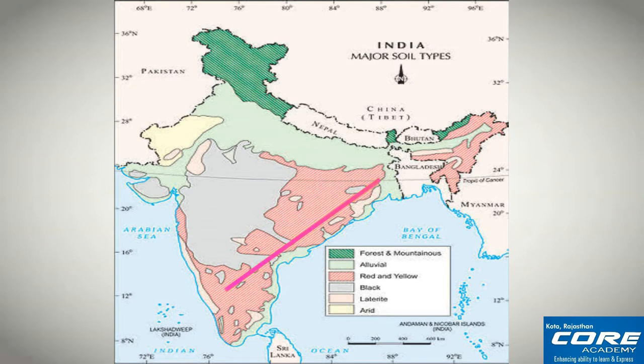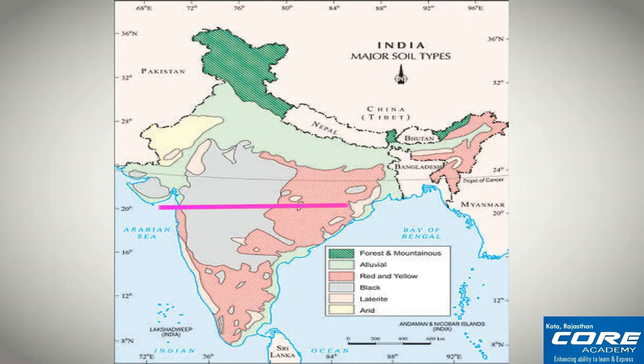Then you can see the black soil, which is very famous for the cultivation of cotton, and it is also known as cotton soil and regur soil. So here this black soil we are getting in the parts of Maharashtra, as well as in the parts of Gujarat, and in the parts of Karnataka we are getting this black soil.